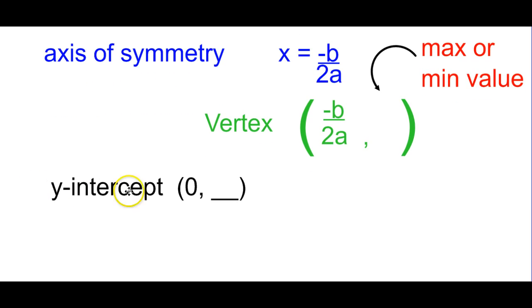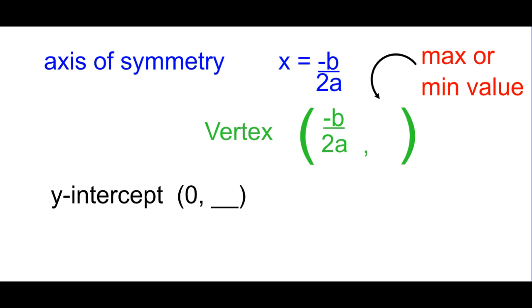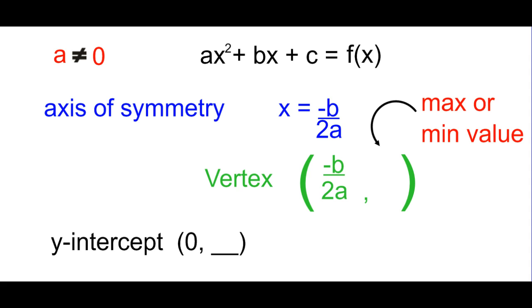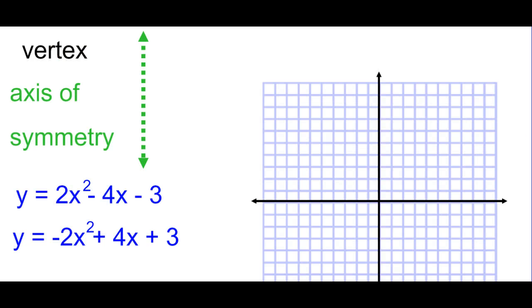Also keep in mind that y-intercepts all have an x value of 0, so if you want to find the y-intercept of a quadratic function, you put 0 in for x, which means that this value will always be c. Okay, so that's just a little review.